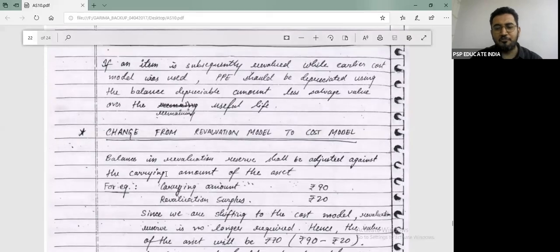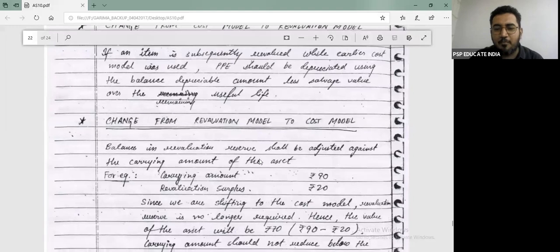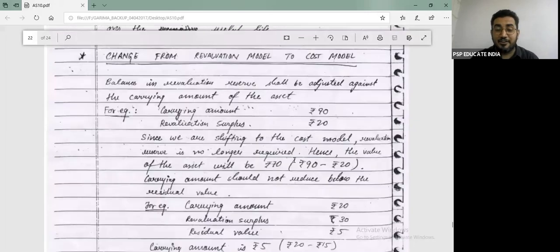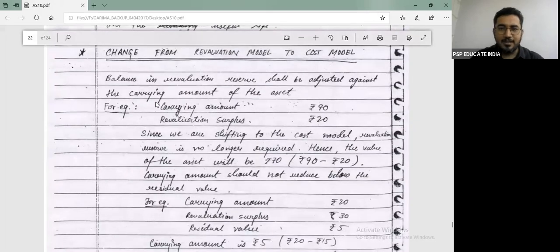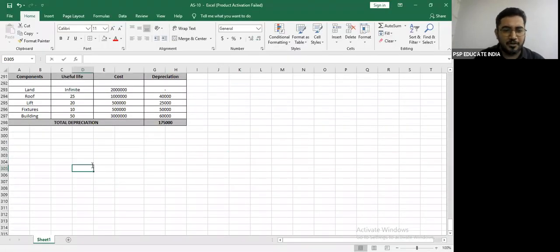On the other hand, if you are following the revaluation model and now you want to go to the cost model, the balance in revaluation reserve shall be adjusted against the carrying amount of that asset. Now this is a very interesting part. Let's take one example, then we'll understand this. Say for example, your revalued amount of the asset is 90.